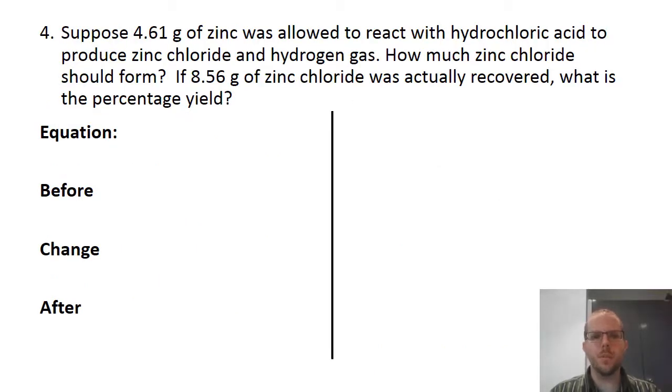Moving on to the next example, which would be question 4 on this sheet. Suppose 4.61 grams of zinc was allowed to react with hydrochloric acid to produce zinc chloride and hydrogen gas. How much zinc chloride should form? And if 8.56 grams of zinc chloride was actually recovered, what is the percentage yield? So again, we start with a balanced chemical equation.